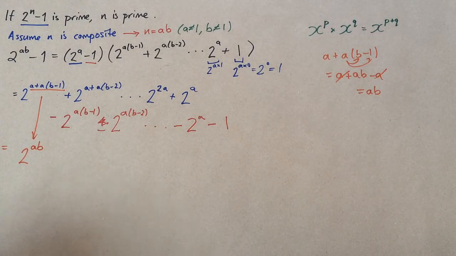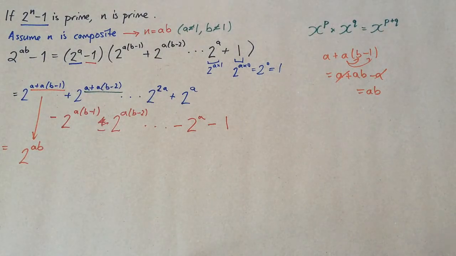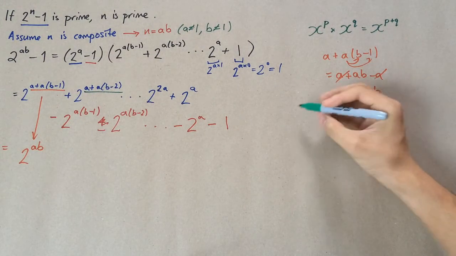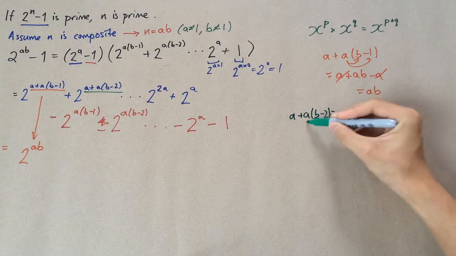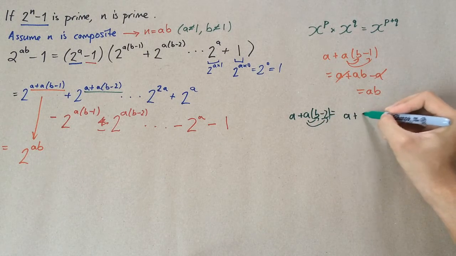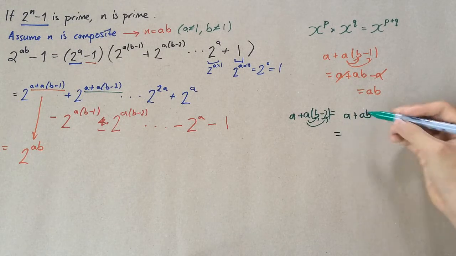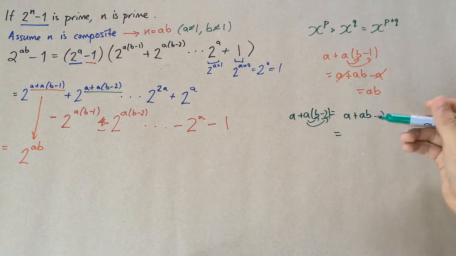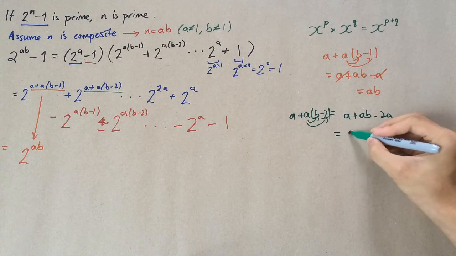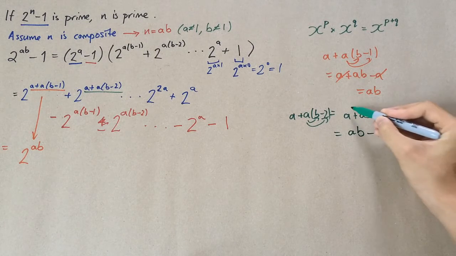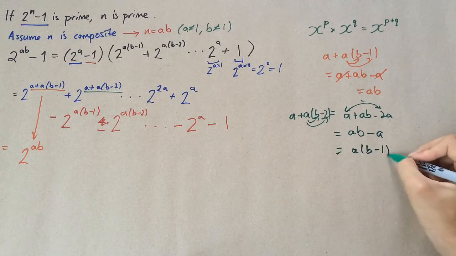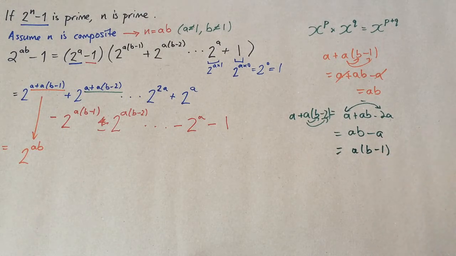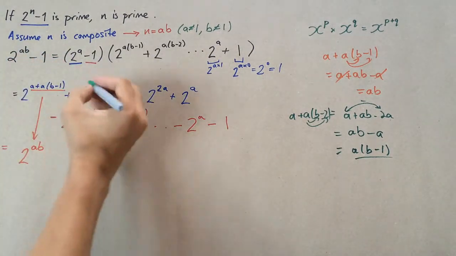Then we'll check the next one, right? So we get a plus a b minus 2. Once again, multiply them out, so we get a plus a b minus 2a, and a minus 2a gives minus a, because it's the same a. a b minus a, these two subtract each other. If we factorize that, we get a times b minus 1. We can take out common a between the two, and we get that. But a times b minus 1 is that. So basically, these indices are the same thing.